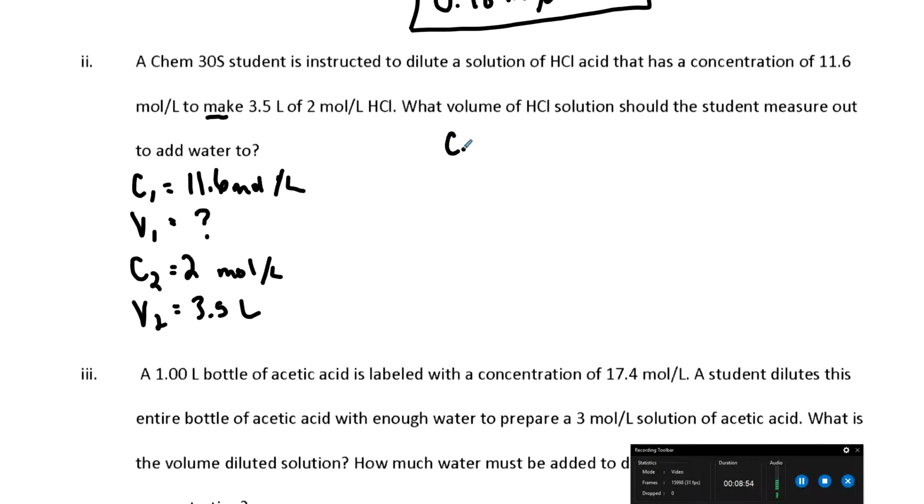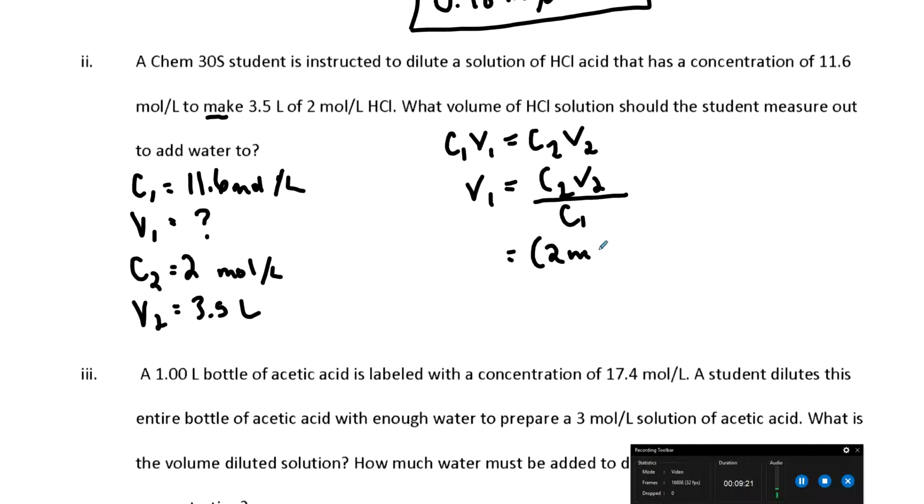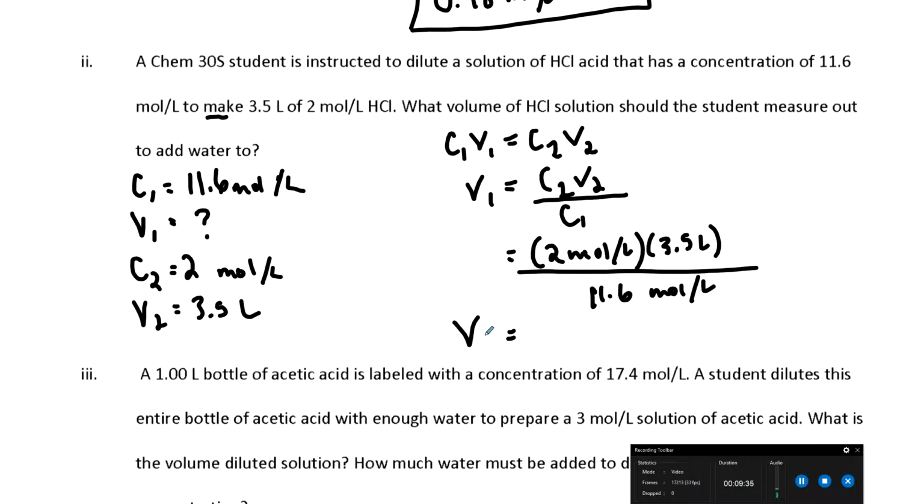Okay, so let's try this. I'm solving for V1. So I could rearrange this to start with to look like this. You're always basically dividing by the one that's partnered up with the one you're trying to solve for. So C2 is 2 moles per liter, V2 is 3.5 liters, and C1 is 11.6. Okay, so when we calculate that out, we would get 0.6 liters.